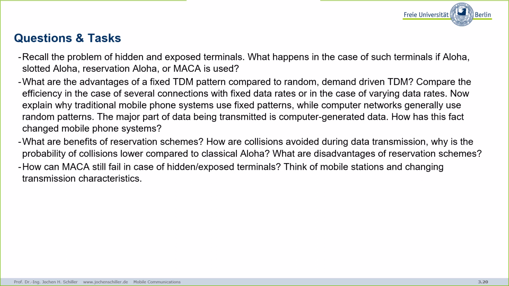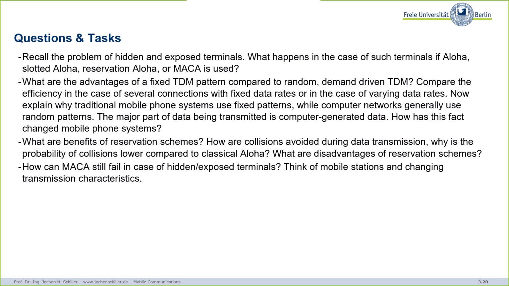The problem is exactly when stations move, you have exactly the problem that you wrote. Suddenly you have a good connection or you don't have a connection at all, or you move into the transmission range of another station. So the transmission characteristics change over time, and MACA only works if they stay the same.